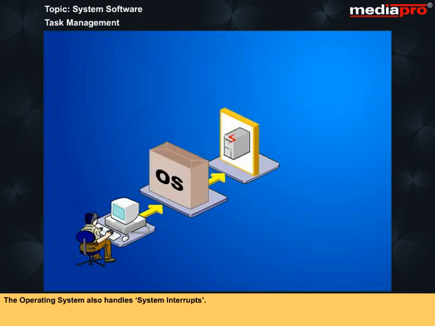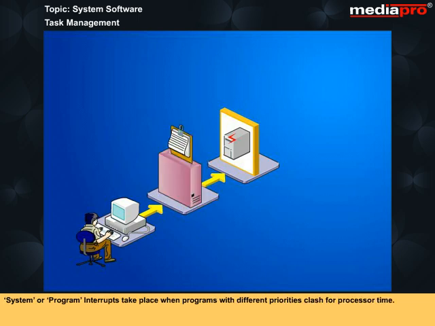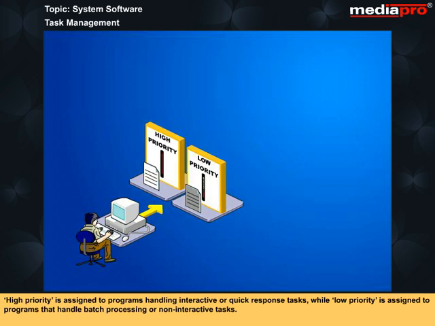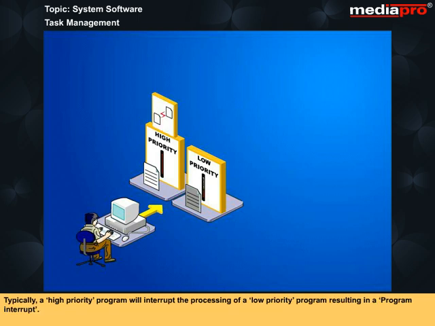The operating system also handles system interrupts. System or program interrupts take place when programs with different priorities clash for processor time. In multi-programming systems, priority is assigned to each program. High priority is assigned to programs handling interactive or quick response tasks, while low priority is assigned to programs that handle batch processing or non-interactive tasks. Typically, a high priority program will interrupt the processing of a low priority program, resulting in a program interrupt.